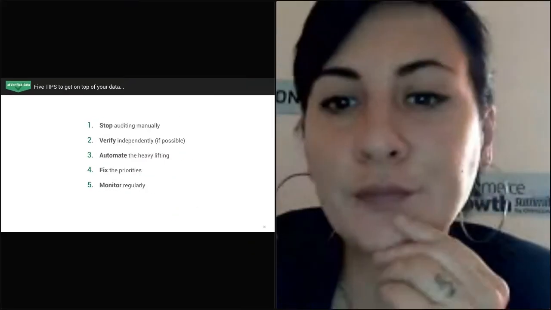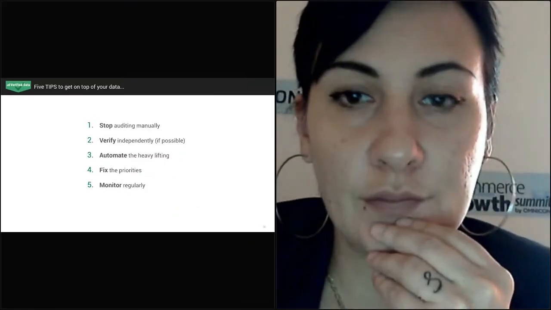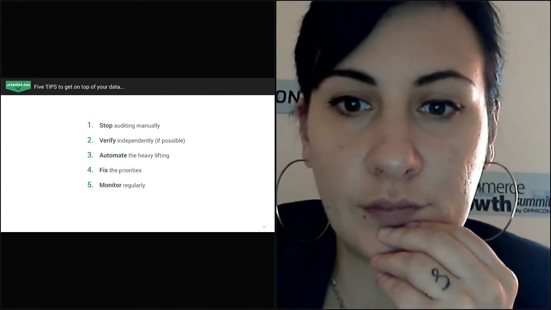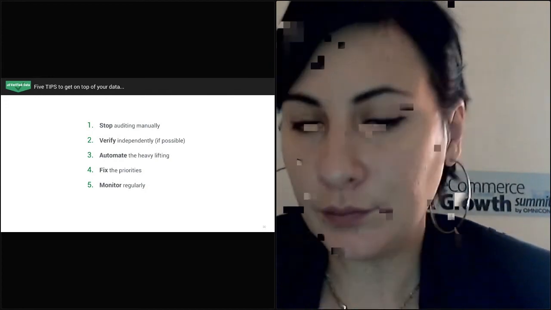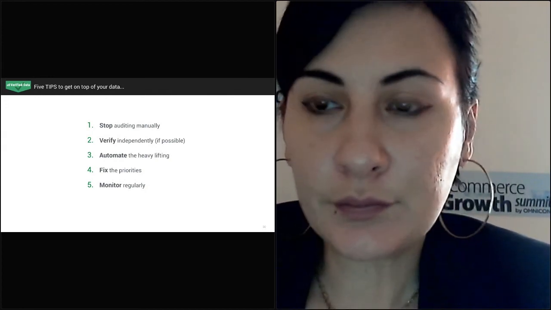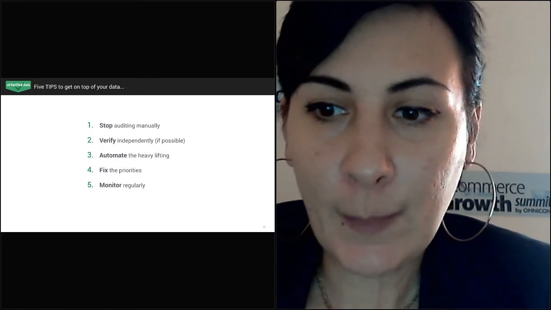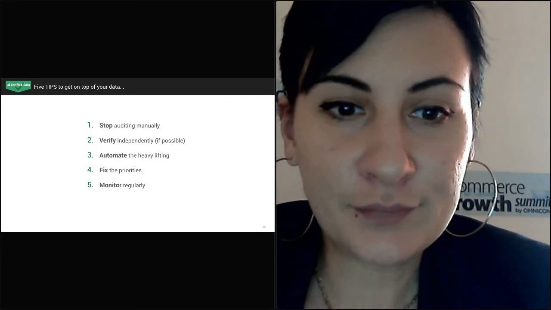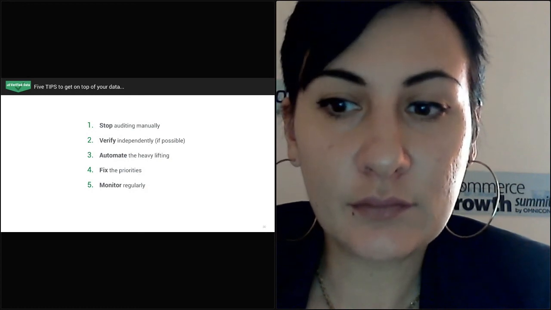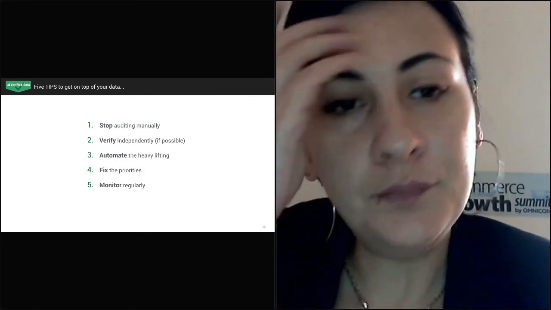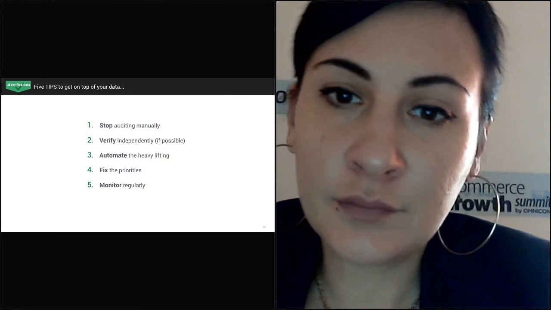If possible, try to get the auditing, the verification of your data, done independently. So obviously not by the people who have a vested interest in making themselves look good. You need to be quite critical, quite warts and all, not to point the finger of blame at anyone, but actually to get the thing fixed. So try to do that independently.